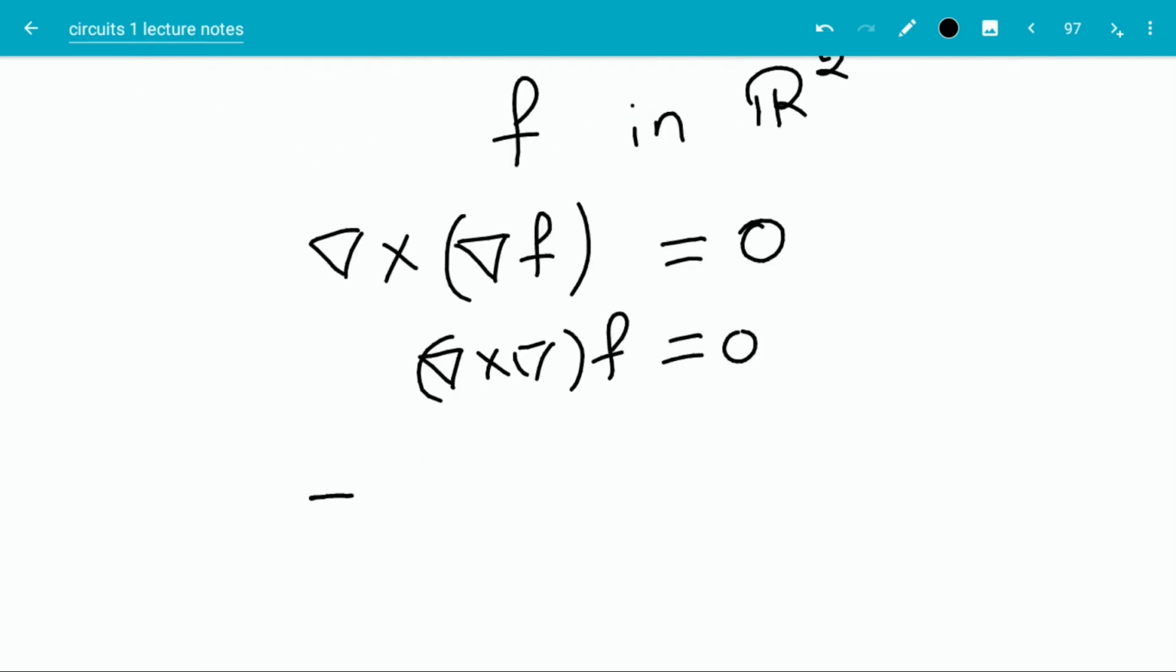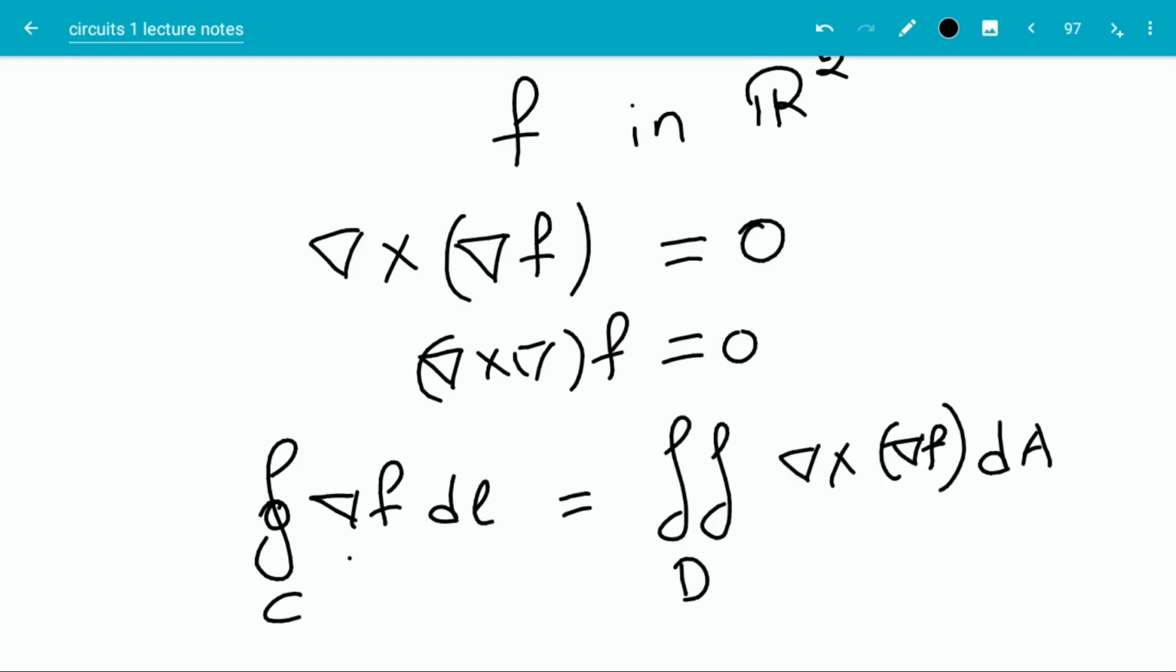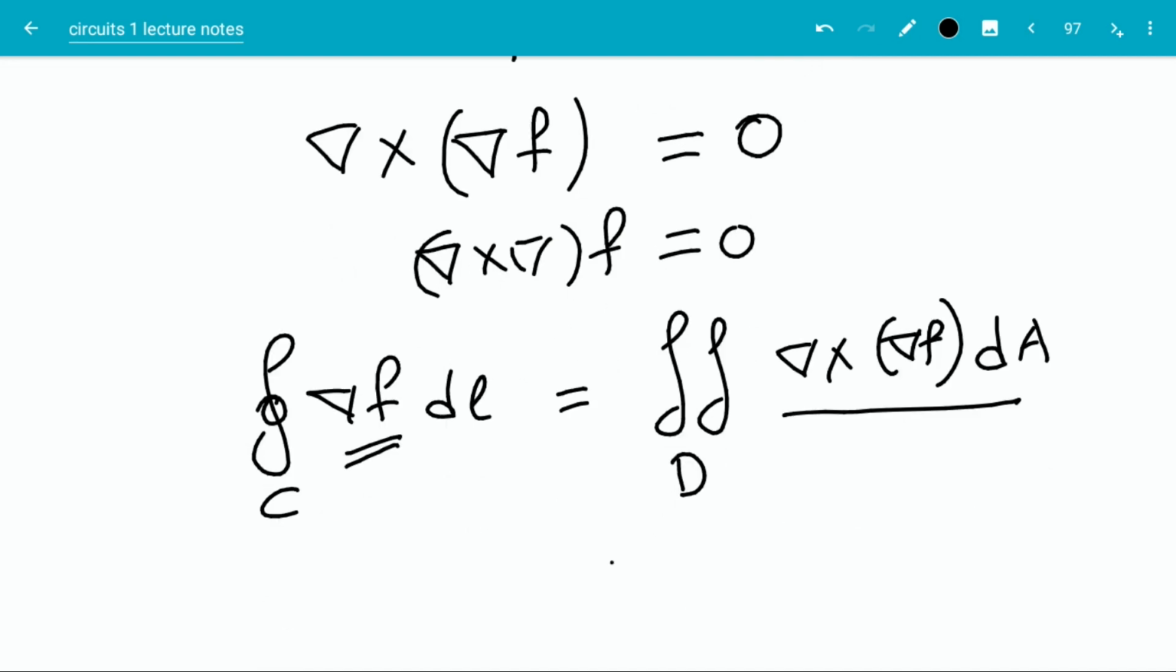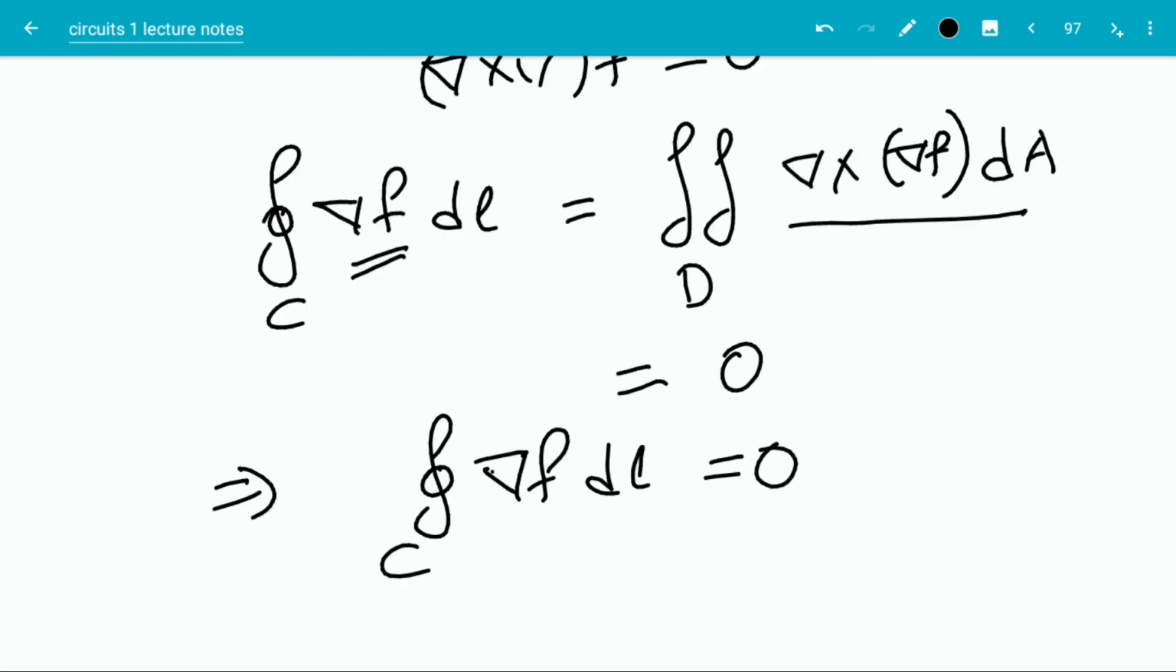Now let's see what happens if you integrate the vector field, the gradient of f, along a closed loop C. Using Green's theorem, we know that that should be equal to the surface integral over an area D, where C is the boundary of D, and the surface integral of the curl of the vector field on the right hand side. But we know the curl of a gradient is 0, so the right hand side should be 0. Which means if you take a function and then you take the gradient of that function and you integrate the gradient across any closed loop, that integral should be equal to 0.